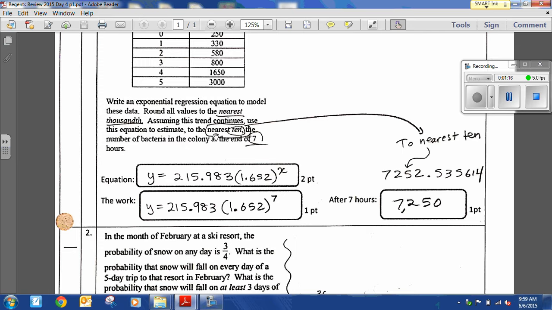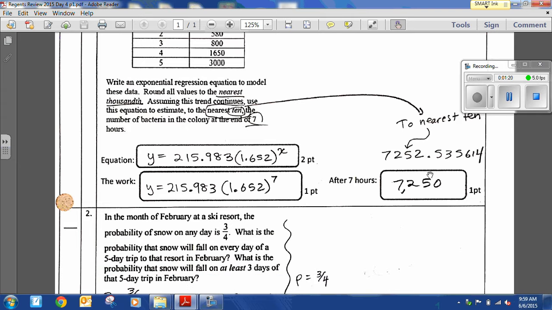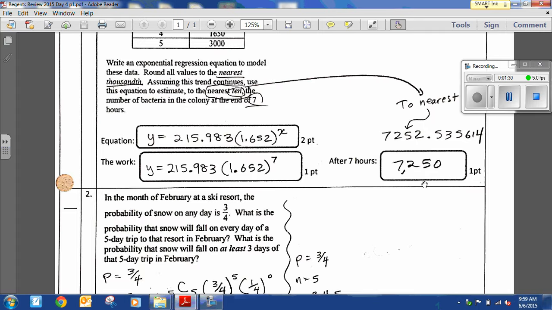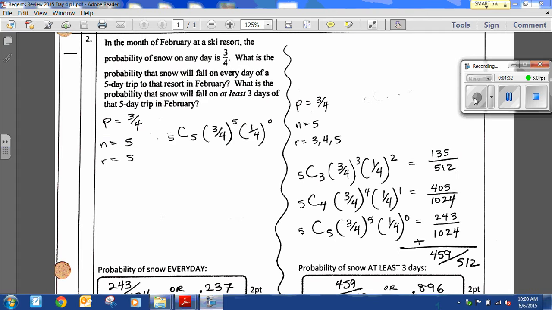They need you to round this to the nearest 10. And think back to elementary school. 1's place is this digit, 10's place is this digit. So is this number closer to 7,250 or 7,260? The answer is 7,250. Number 2, binomial probability.